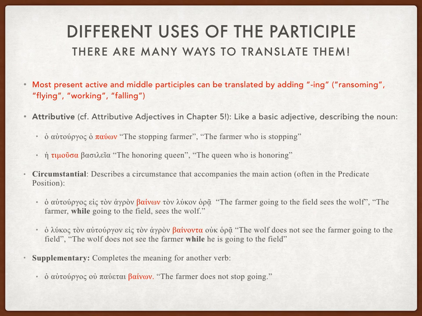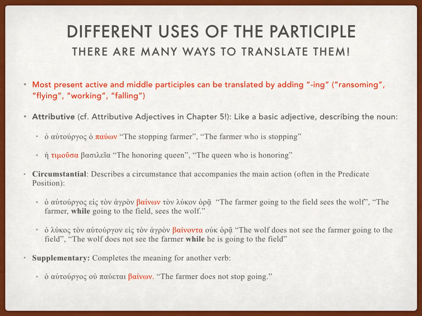But sometimes, depending on the context of a larger story, I might want to add a little bit more context to it. For instance, another way you can translate this to add a little bit of context to a story might be: the farmer sees the wolf while he is going to the field. That's giving a circumstance for when he sees the wolf. When does it happen? It happens while he's in the middle of going to the field. That's when he saw him, for example.